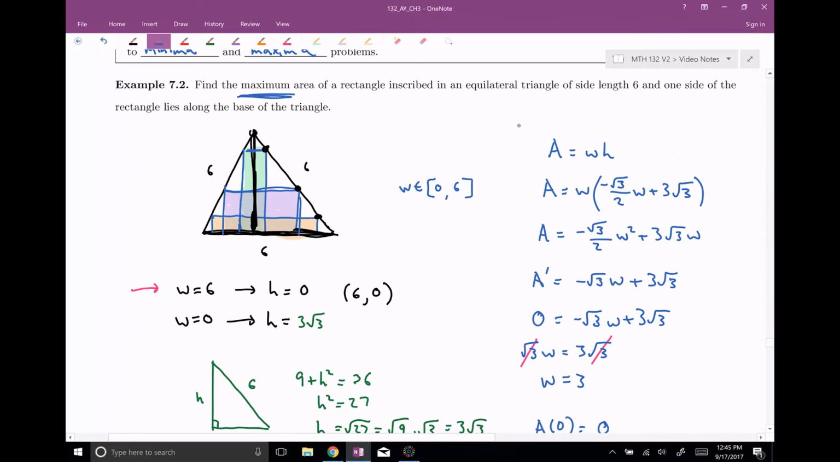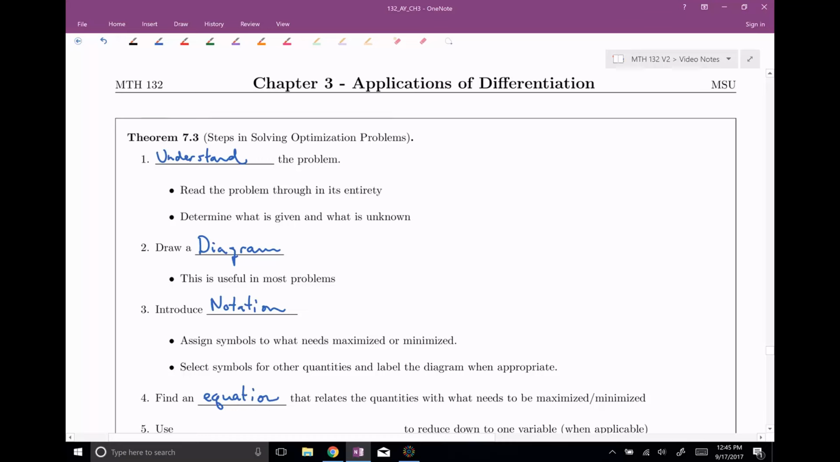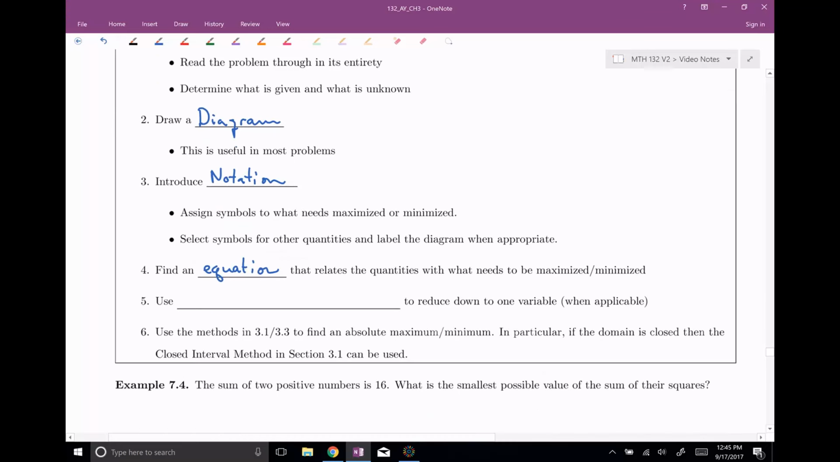So this was our step 4 right here. Find that equation that relates these quantities, these widths and these heights, with what needs to be minimized or maximized. The next step is that we had too many variables here, so we wanted to use restricting equations. In this case it was just one, but sometimes there can be multiples. Restricting equations to reduce down to just one variable, right?